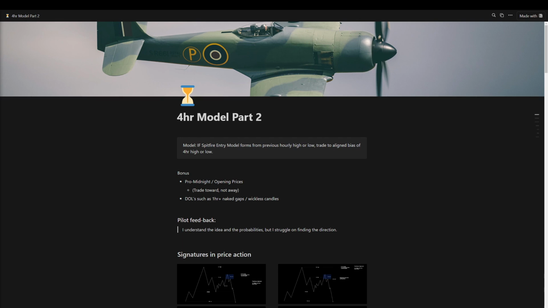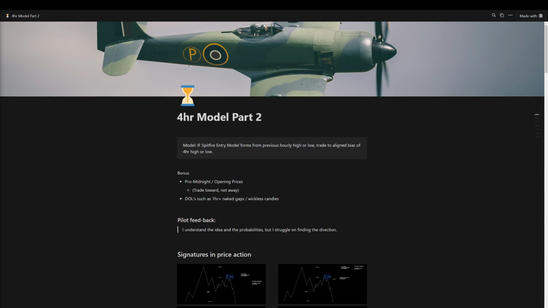So the model is, if a Spitfire entry model forms from a previous hourly high or low, trade to align bias for the 4-hour high or low, okay? For bonus, it's pro midnight or pro opening prices. That just essentially means you're trading toward opening price, not away, okay? You'll see what I mean in more of the examples. Other bonuses are draws on liquidity, such as the 1 hour naked gaps and above. Ideally, my favorite is the 4 hours, or wickless candles 1 hour and above. Again, ideally 4 hours are my favorite.